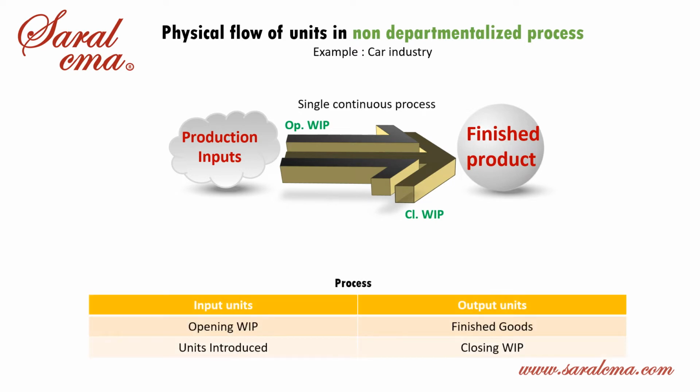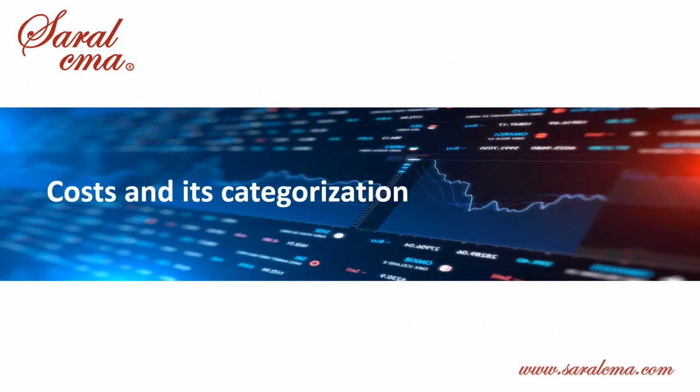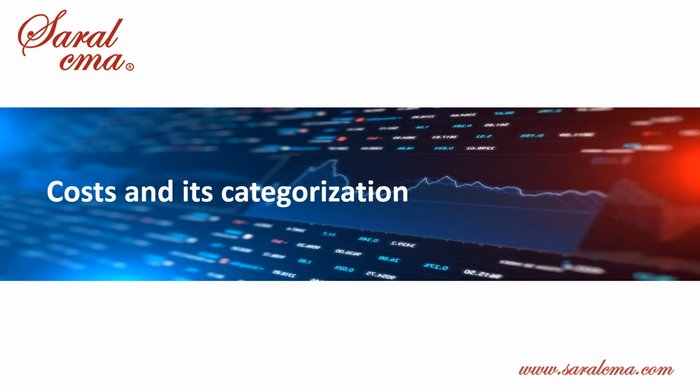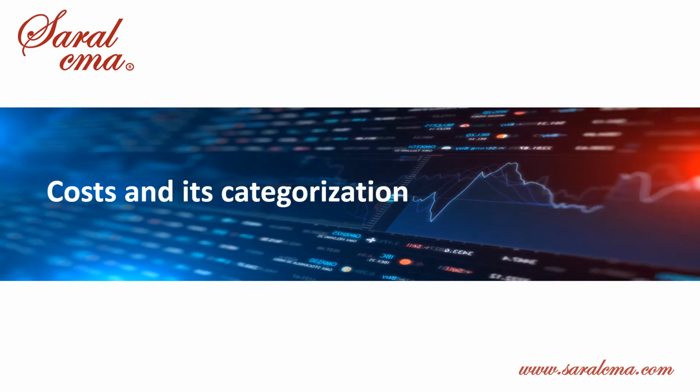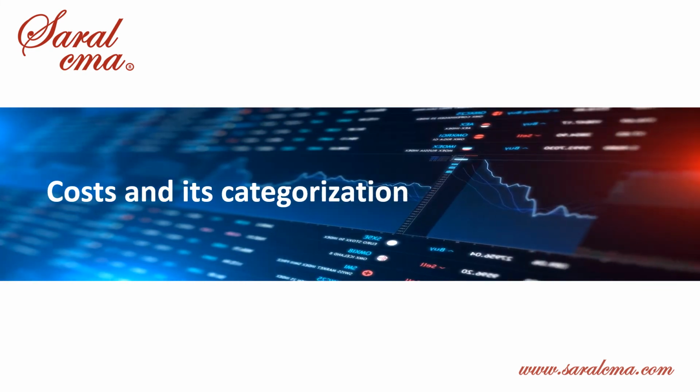Let's see what goes in as input and what comes out as output from the process. It will have opening WIP to start with, and then some units are going to be introduced. These constitute input units. Output units are going to be closing work in process units and finished goods units. Let us move on to understand what costs go into the product and how those costs are categorized for valuation purpose.